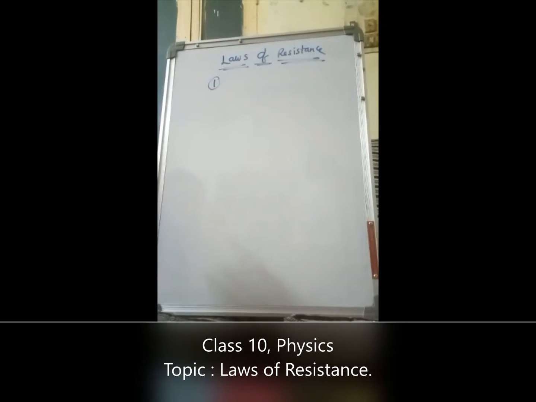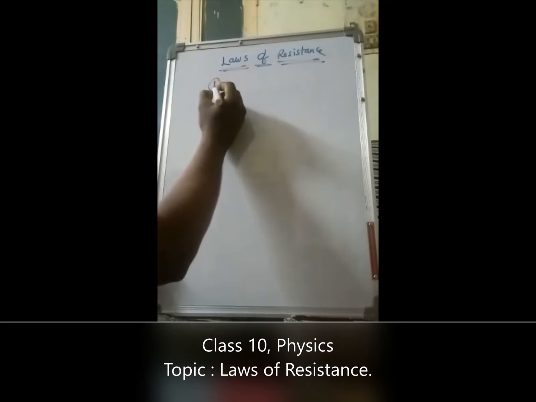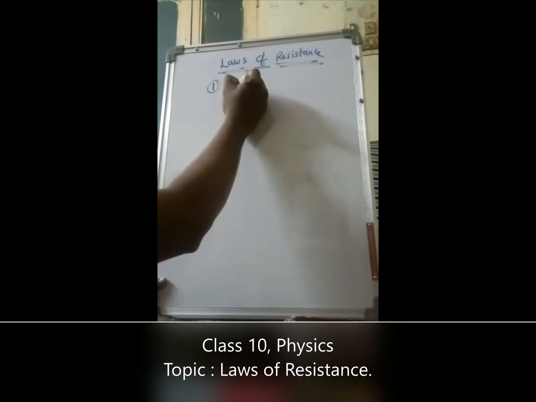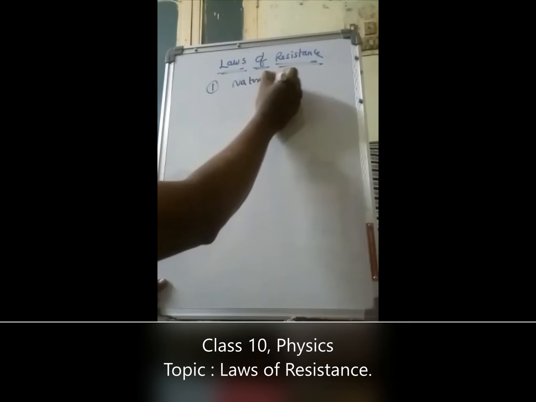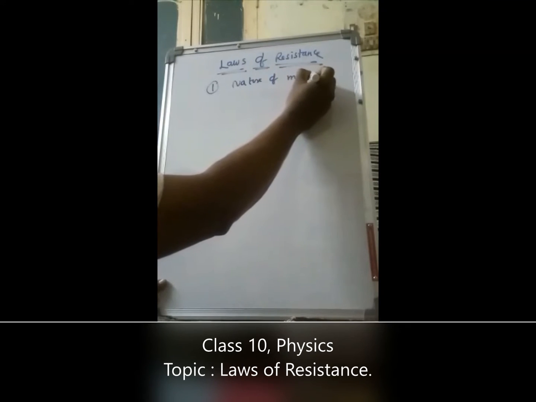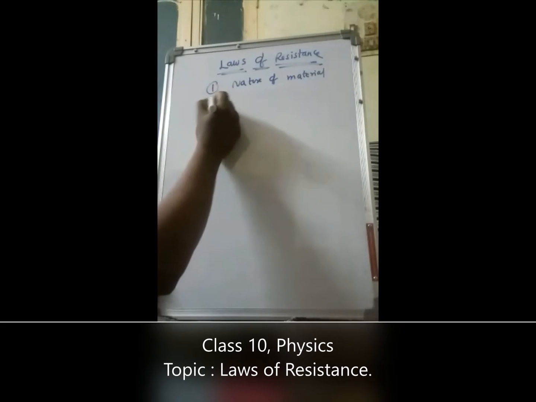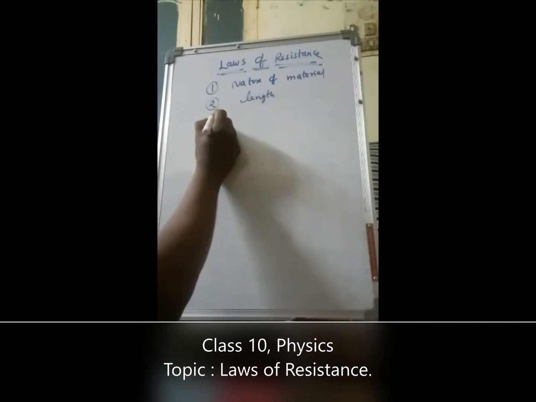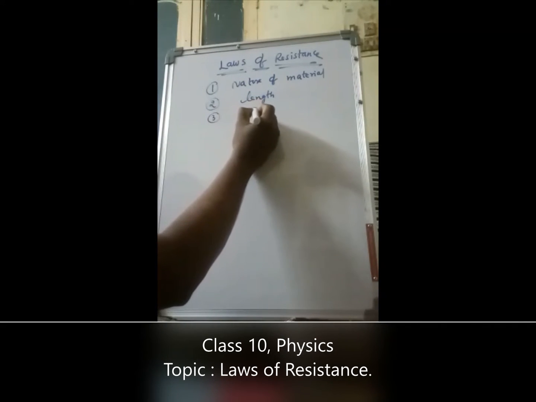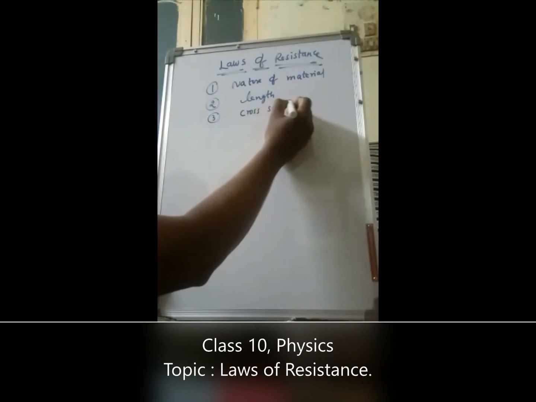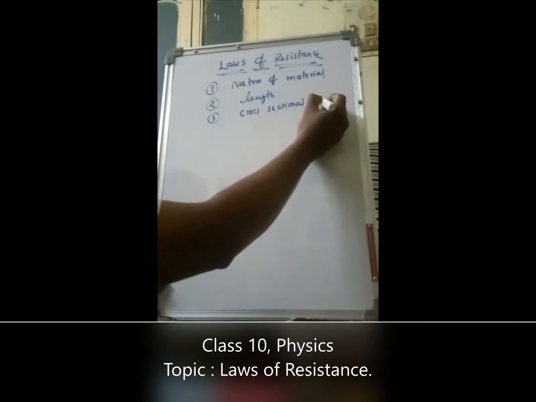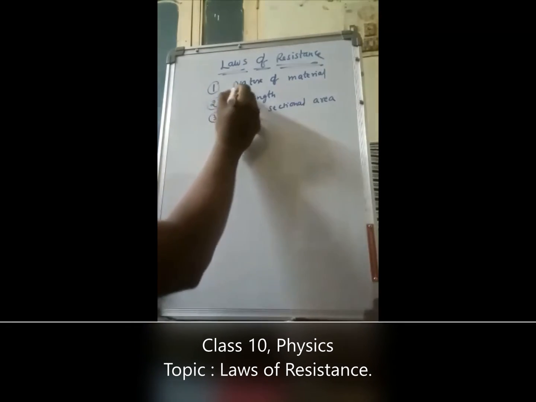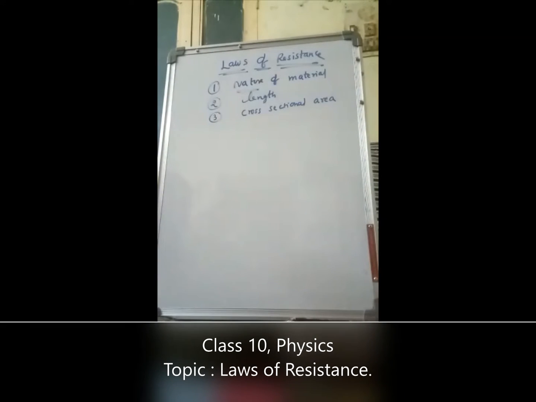So today's topic is loss of resistance. Already we learned that resistance depends on three factors. First one, nature of material. Number two, it depends on its length. And also depends on its cross-sectional area. So let us see how it depends on nature of the material.